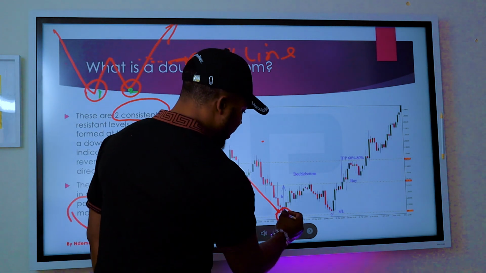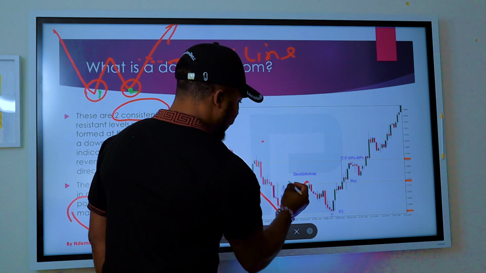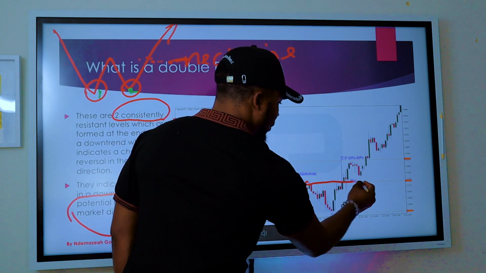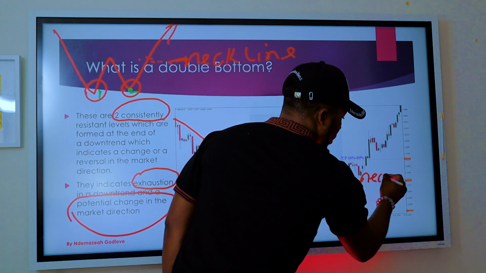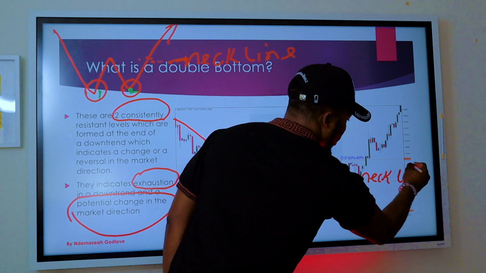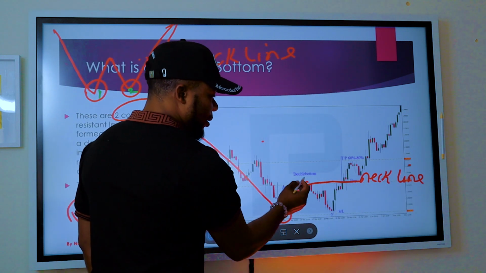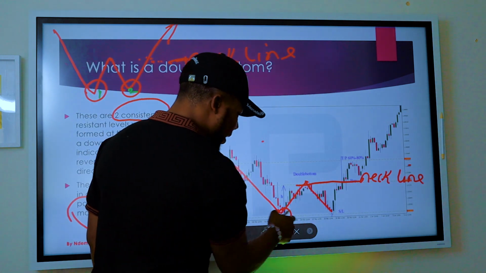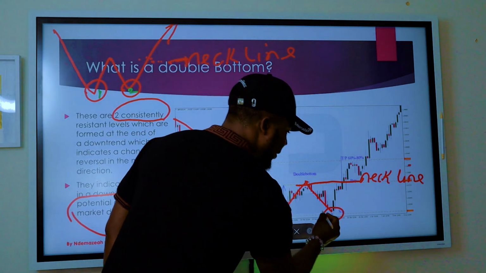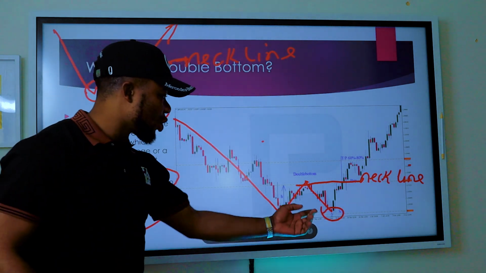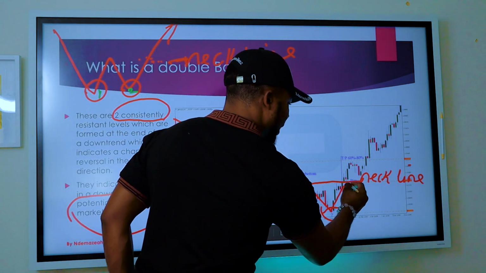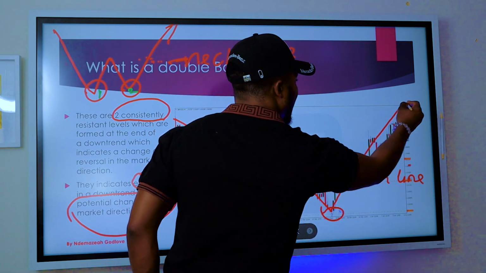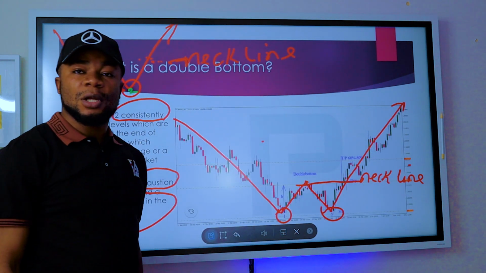Then the market came up to this particular level, which is what we call the neck. This is the neckline, all right? The market came there and then changed direction, came back to that same level and didn't break it, forming what? The second bottom. From that level, see what happened. The market came up, even broke the neckline, and boom. It has been going up ever since.